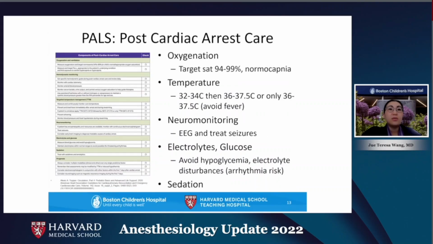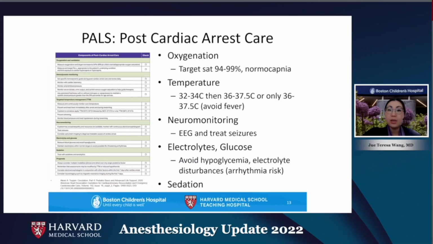Once you have return of spontaneous circulation, remember the work is not done. Post-cardiac arrest care is pivotal to good long-term outcomes. In the post-cardiac arrest care algorithms, oxygenation should be targeted and monitored to maintain a saturation of 94 to 99% with maintenance of normal capnia.